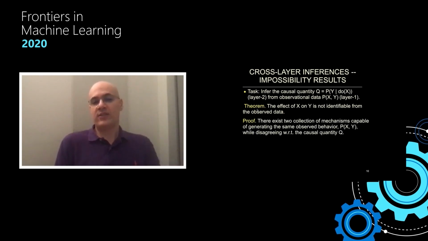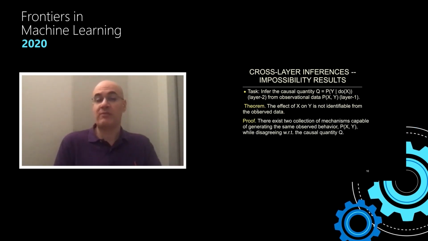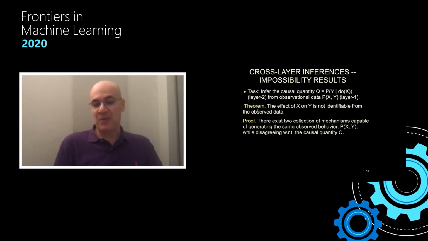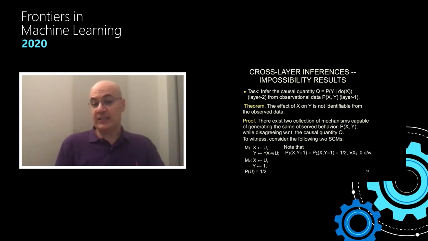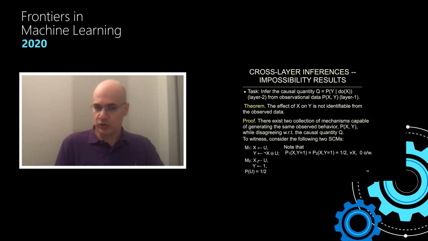Proof: there exists a collection of mechanisms or SCMs capable of generating the same observed behavior, layer 1, P of x and y, while disagreeing with respect to the causal query. To witness, we'll show two models. This is model 1, this is model 2, such that they generate the same. I'll not parse the model here. It's just for you to go home and think a little bit, but there are two simple models here.